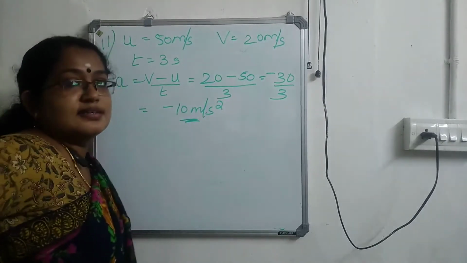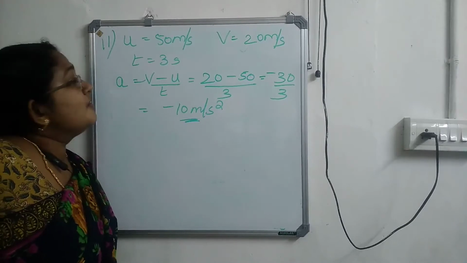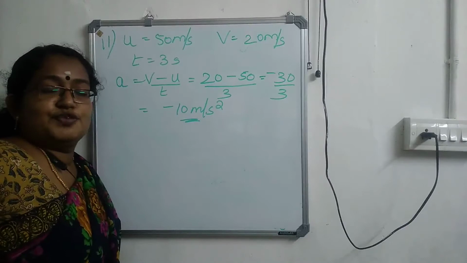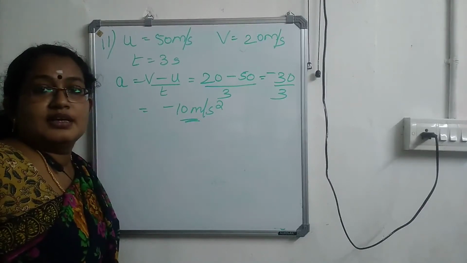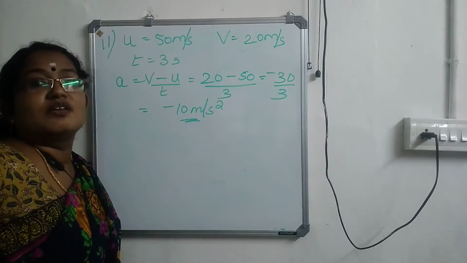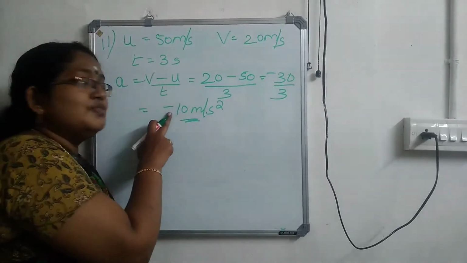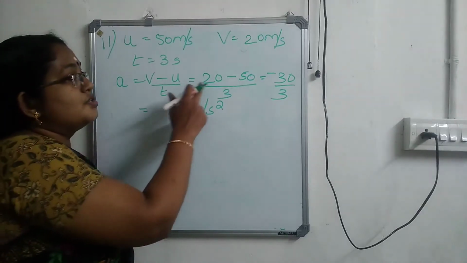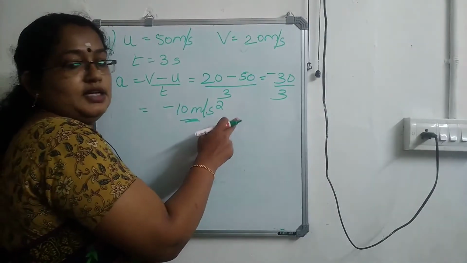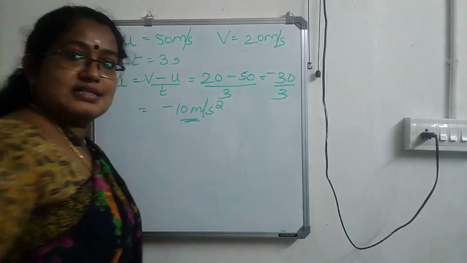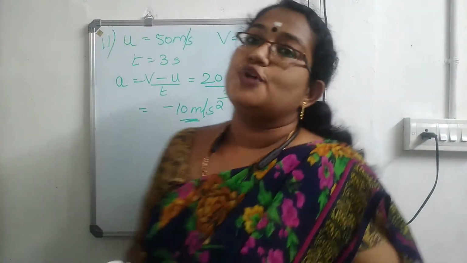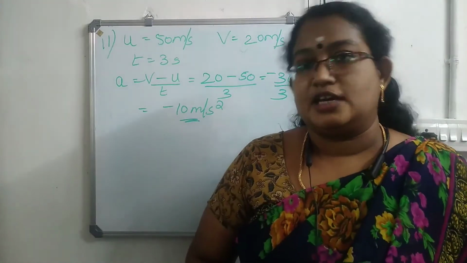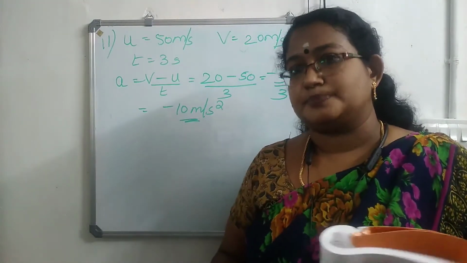What do you mean by this? Here we got acceleration as negative. What is the name given for negative acceleration? It is deceleration or retardation. This negative sign shows that it is retardation. Okay. So 20 minus 50 by 3, you are getting the answer as minus 10. In a question, if you are getting acceleration as negative, that means it is retardation or negative acceleration.